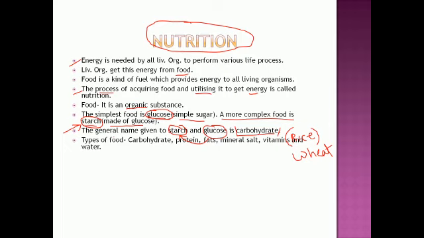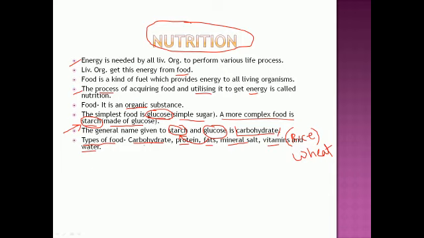Here it is clearly written: types of food. Now, how many types of food are there? As I have said, carbohydrate is one type of our food. Other than carbohydrate, we have protein, fats, mineral salts, vitamins and water. Now water is also food, right? We are constantly drinking it.